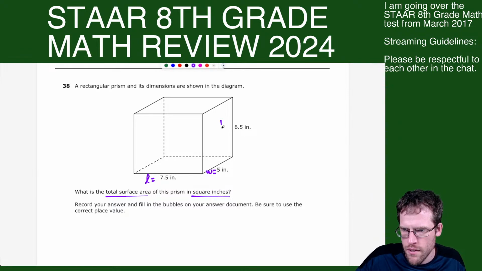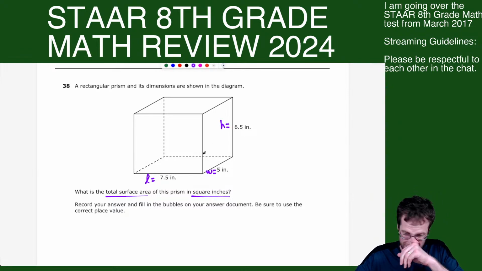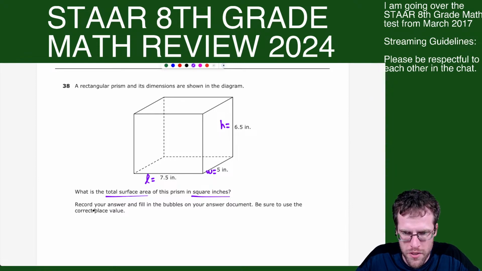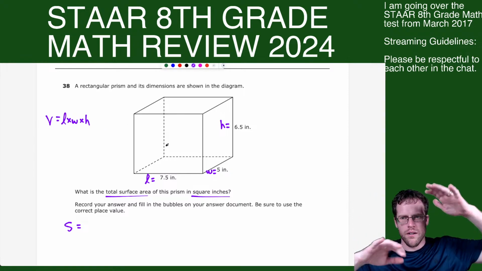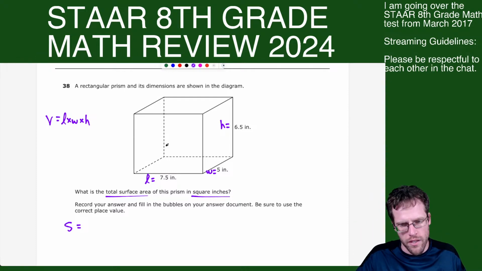and the height. Okay, so the formula, which I forget all the time, is surface area equals, and don't make the mistake of finding the volume. The volume is length times width times height. It's different than surface area. Surface area is like covering the outside of the shape. Volume is the space on the inside.